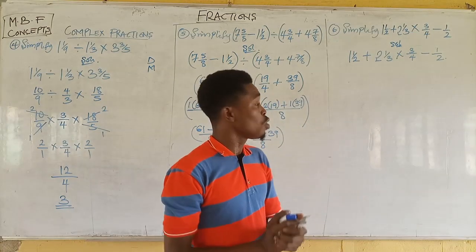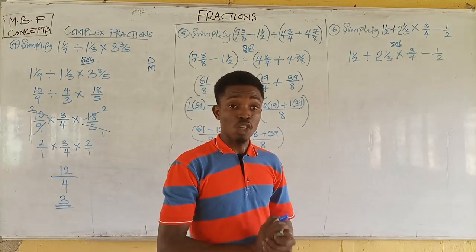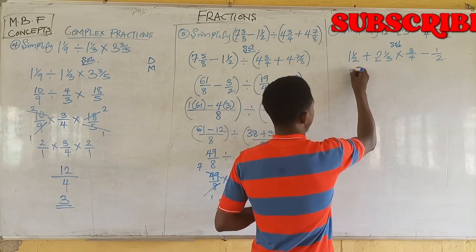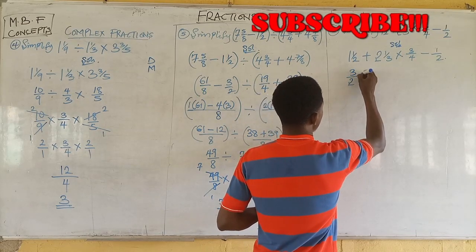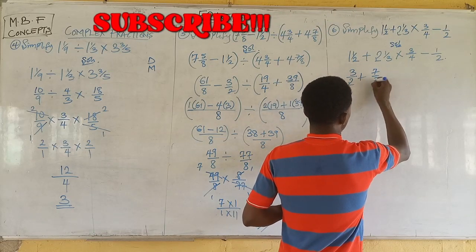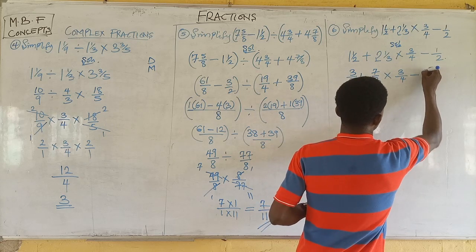Here, the first thing we do is to convert those ones that appeared in mixed fraction to what? Improper fraction. Now, how do we get that done? We have 2 times 1, which is 2, plus 1, we are going to have 3 over 2, plus 2 times 3, which is 6, plus 1, we are going to have 7 over 3, then times 3 over 4 minus 1 over 2.